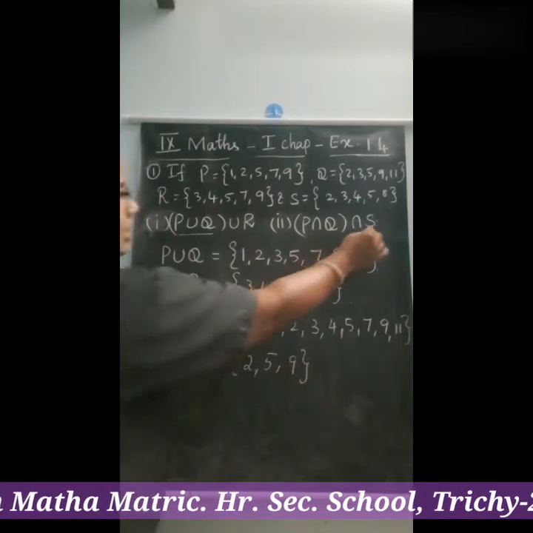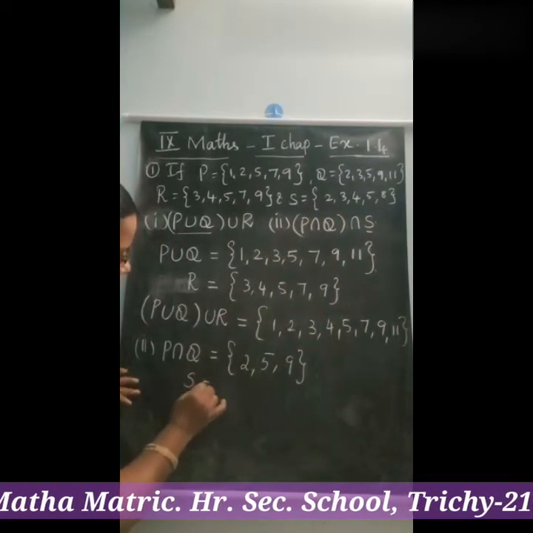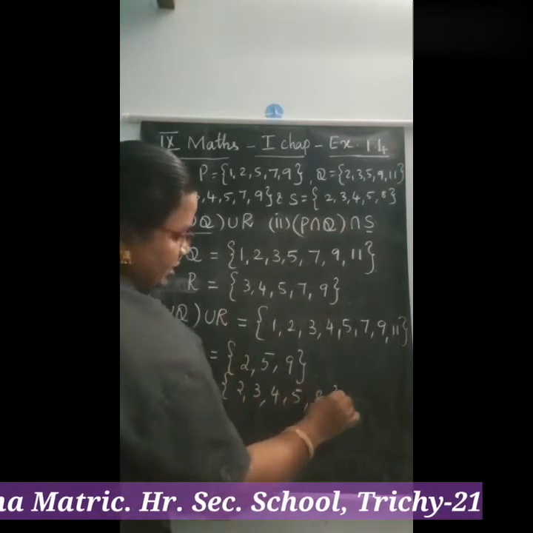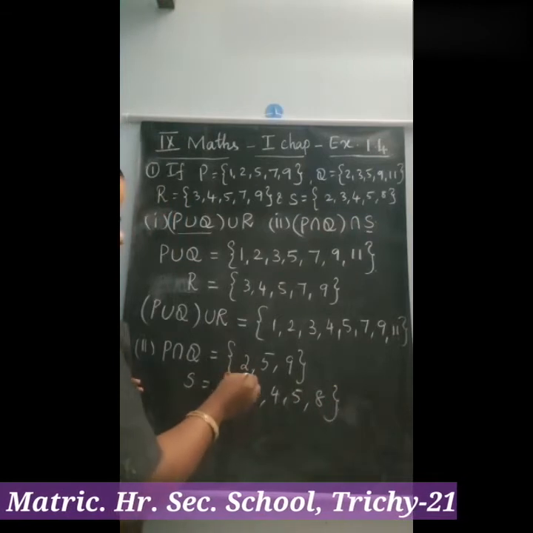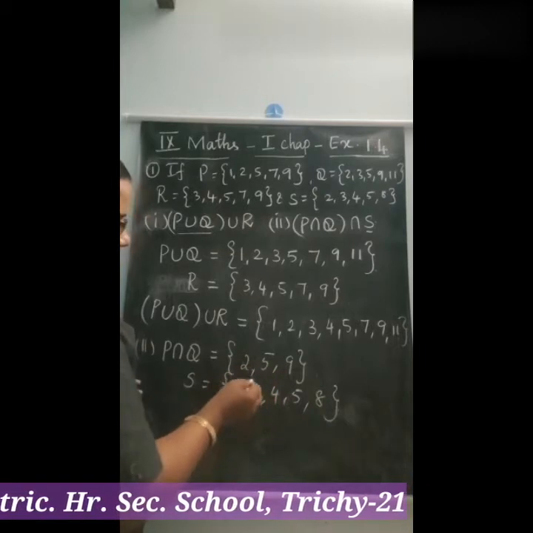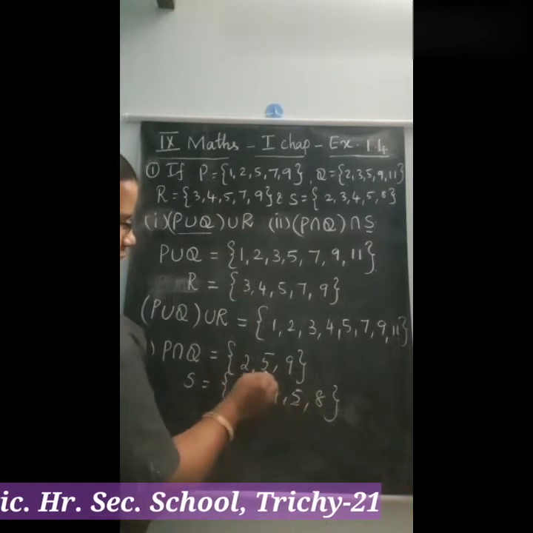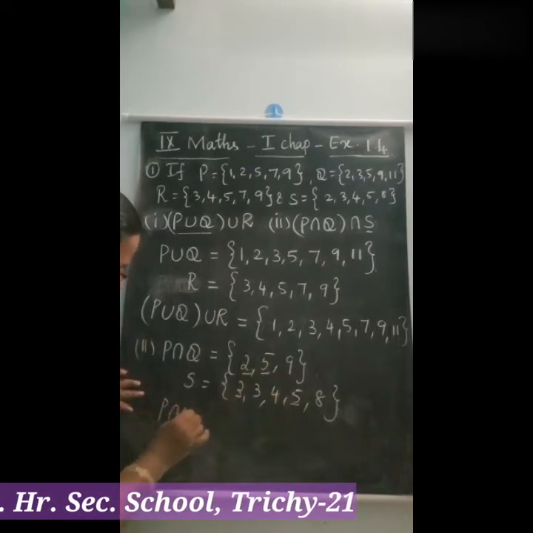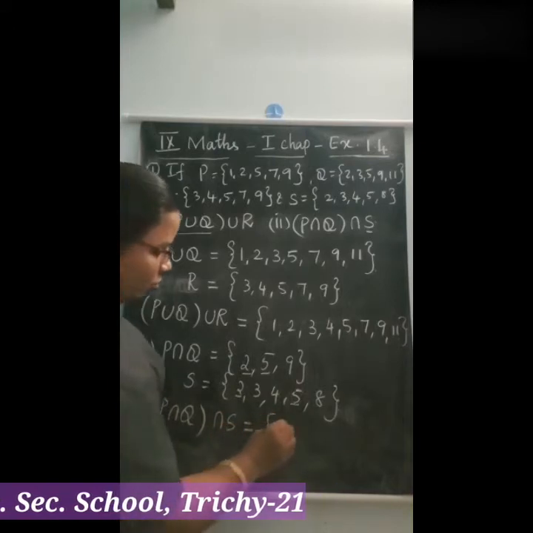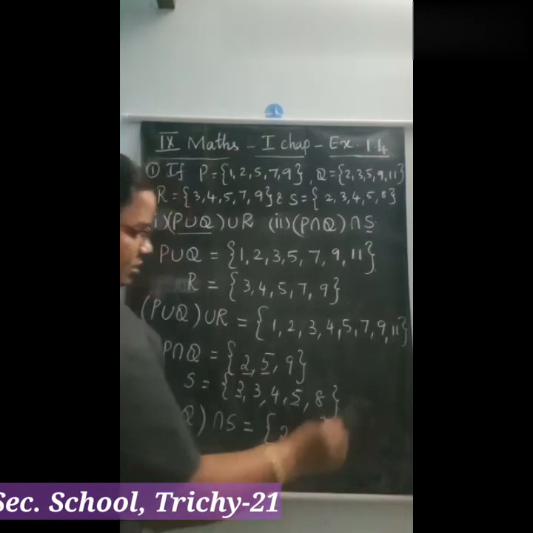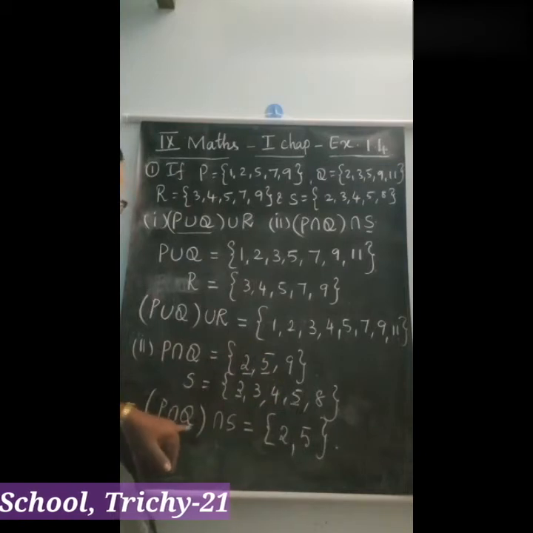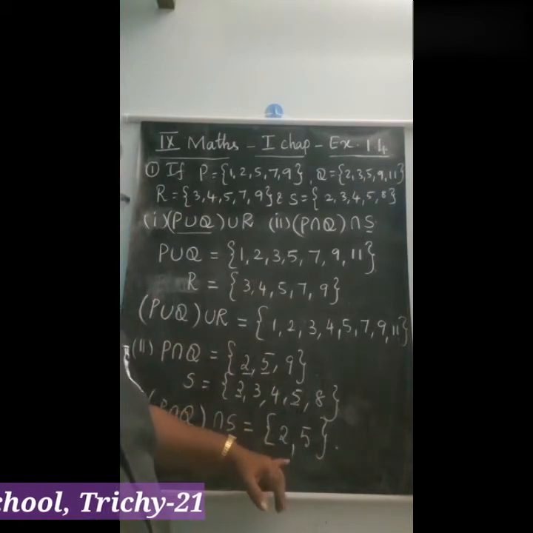Now, we have to take this S. What is in the S? S is equal to 2, 3, 4, 5, 8. So, what is the common element for these two sets? 2 and then 5. This is the common element for these two sets. So, P intersection Q intersection S is equal to 2, 5.